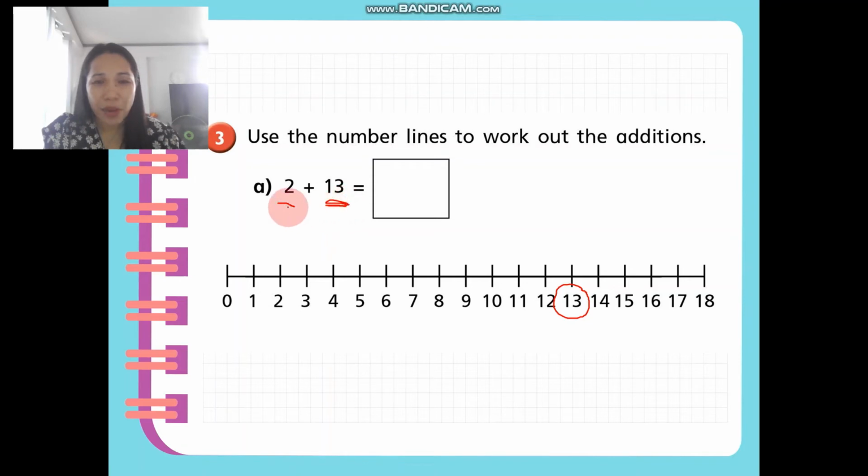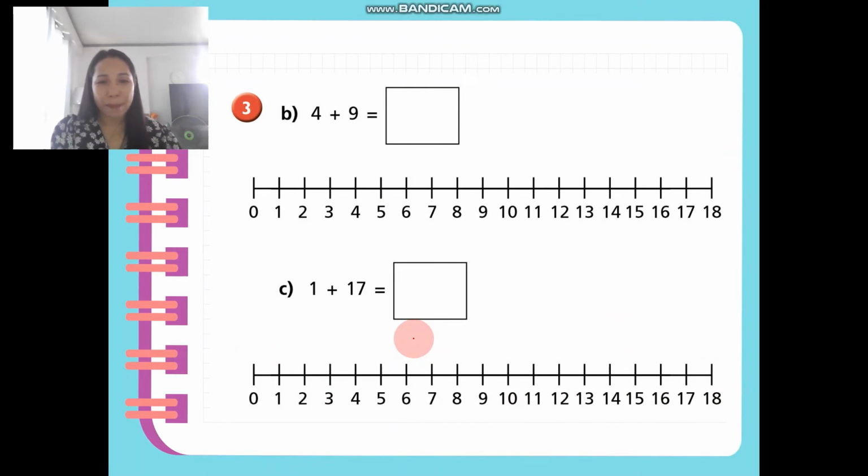And then I'm going to jump how many times? Yes, 2 times only. So I'm going to jump from 13 2 times. So that's 1 and 2. And I ended up at number 15. So therefore, 2 plus 13 is 15. Okay, very easy. Okay, what about this one?